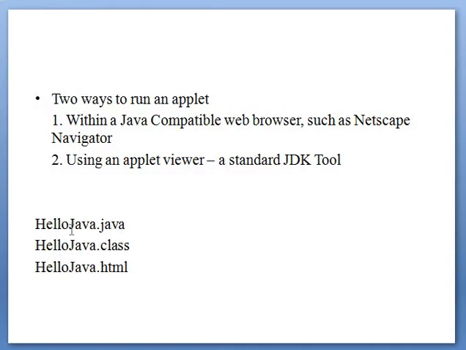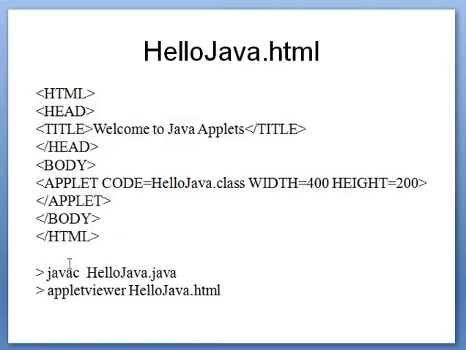So first we need to create a Java file, then compile it and get the class file. Then we will be embedding that class file using the applet tag and creating an HTML file. That HTML file will display your applet output. So this is the hello java.html. Here the HTML tag is there. You can give head and title tags. Body tag also you can give. Inside the body, the applet tag must be there.